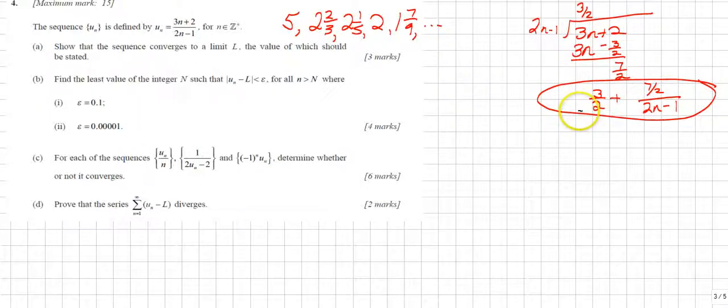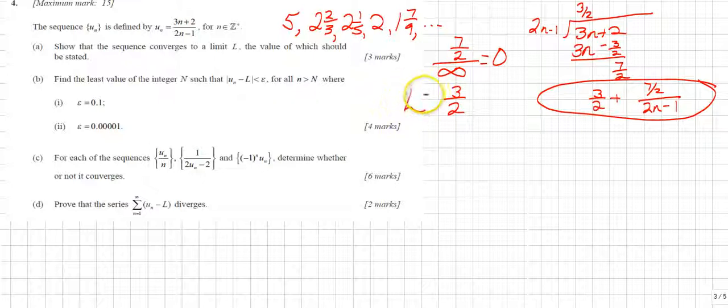Well, you don't have to worry about the 3/2. That's a constant. It's going to stay. The second part, the rational part, 7/2 over 2n - 1, well, if you think about that, as n goes to infinity, this is our typical case where the denominator keeps getting larger and larger, so we end up with 7/2 over an infinitely large number, and any constant over an infinitely large number is going to approach 0. So the whole expression, 3/2 plus the fraction, is going to tend towards 3/2. So we'll say that L is equal to 3/2, and part A is done.